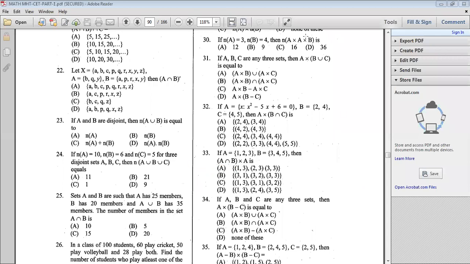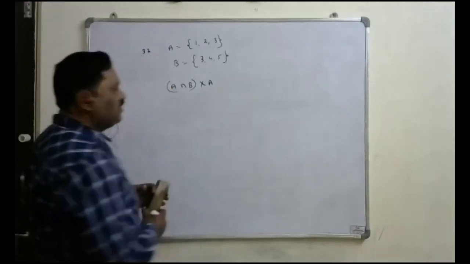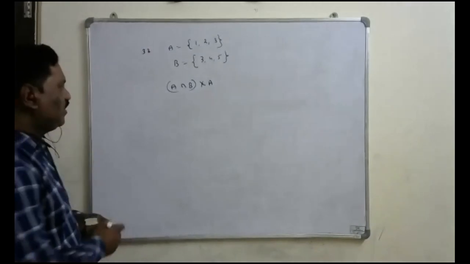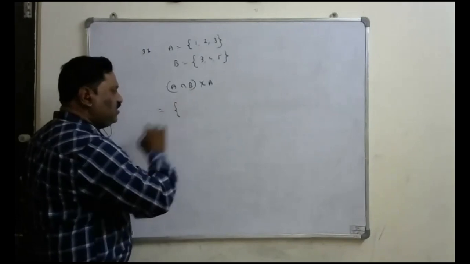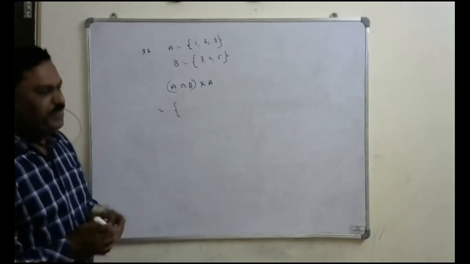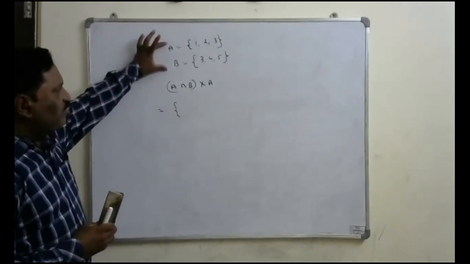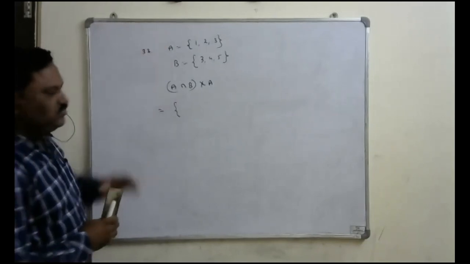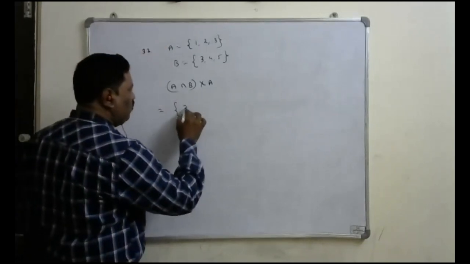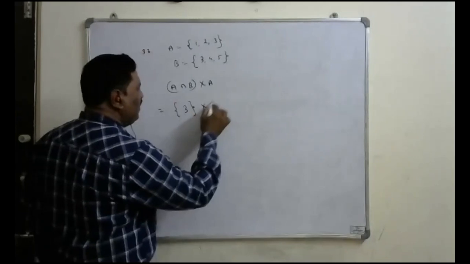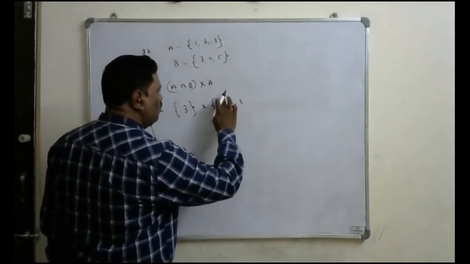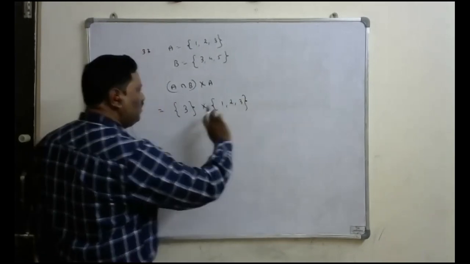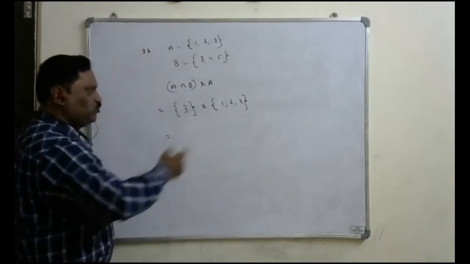Just look at this. These are the two sets given, A and B. Then A intersection B cross A, we have to calculate it. For that, first A intersection B means the common element of these two, that is 3 only. Cross A means 1, 2, 3. So we have to write the Cartesian product for these two.